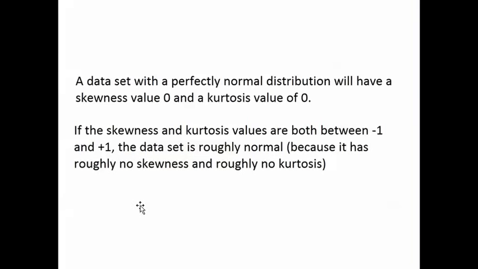So one way to decide whether your data is normal is to create a histogram and to look at the shape of the histogram. But that requires the researcher to make a judgment call about whether the data looks normal, and it's a little bit subjective. This way of deciding whether the data is normal is more objective because you're actually depending on numbers that have been calculated to measure the exact amount of skewness and kurtosis in the data set.